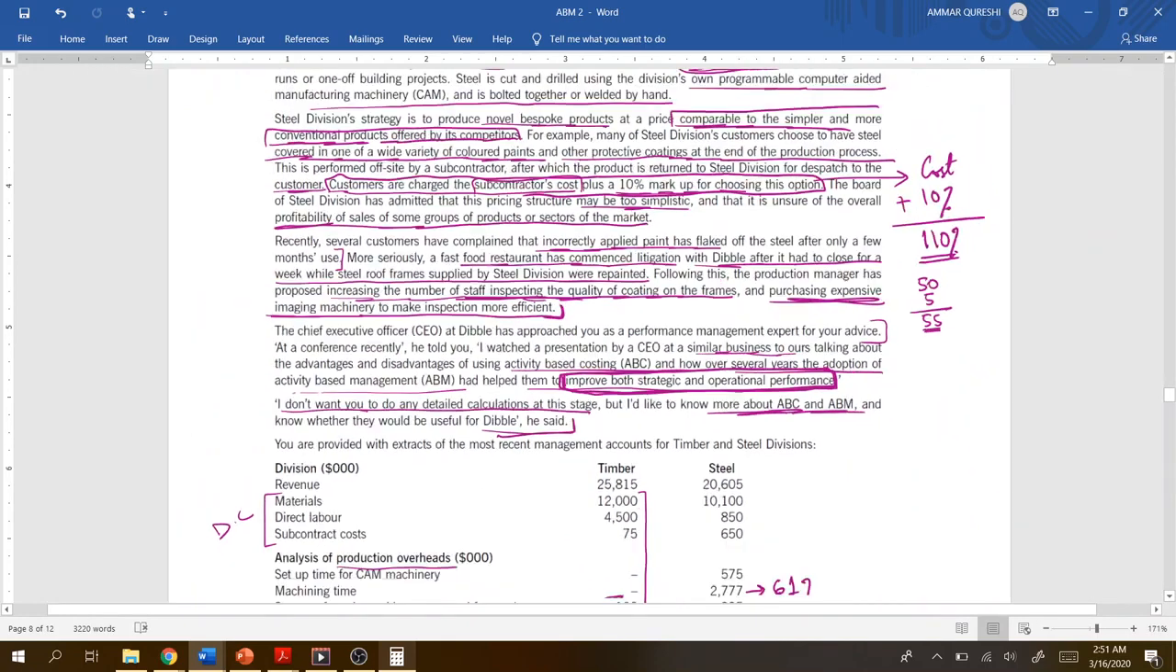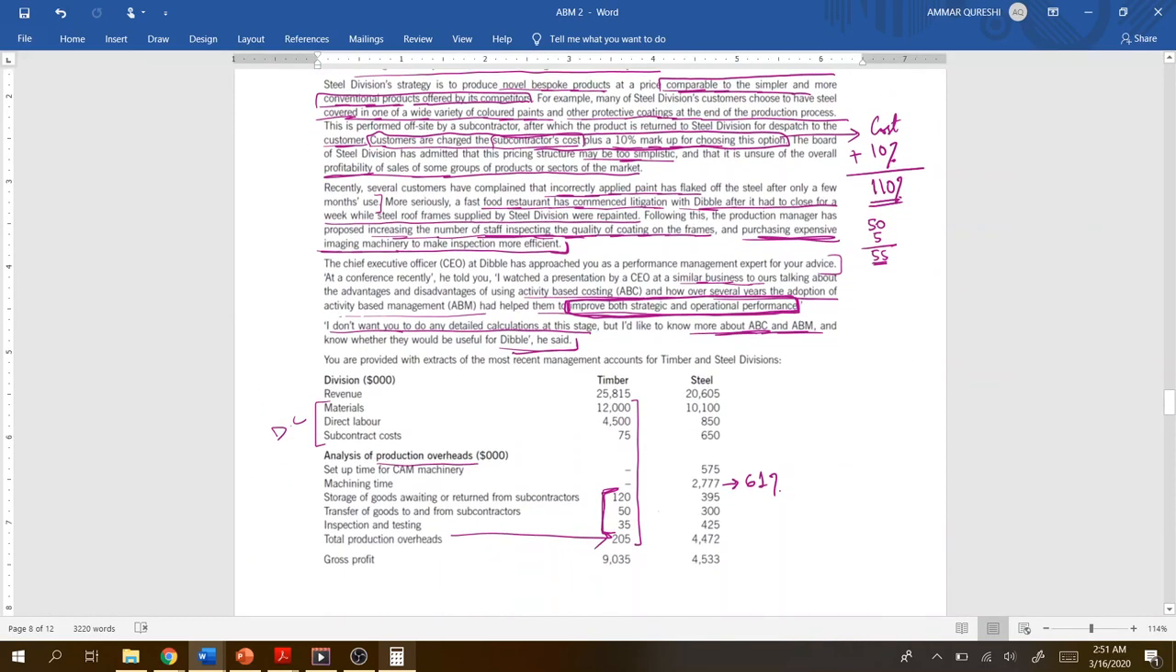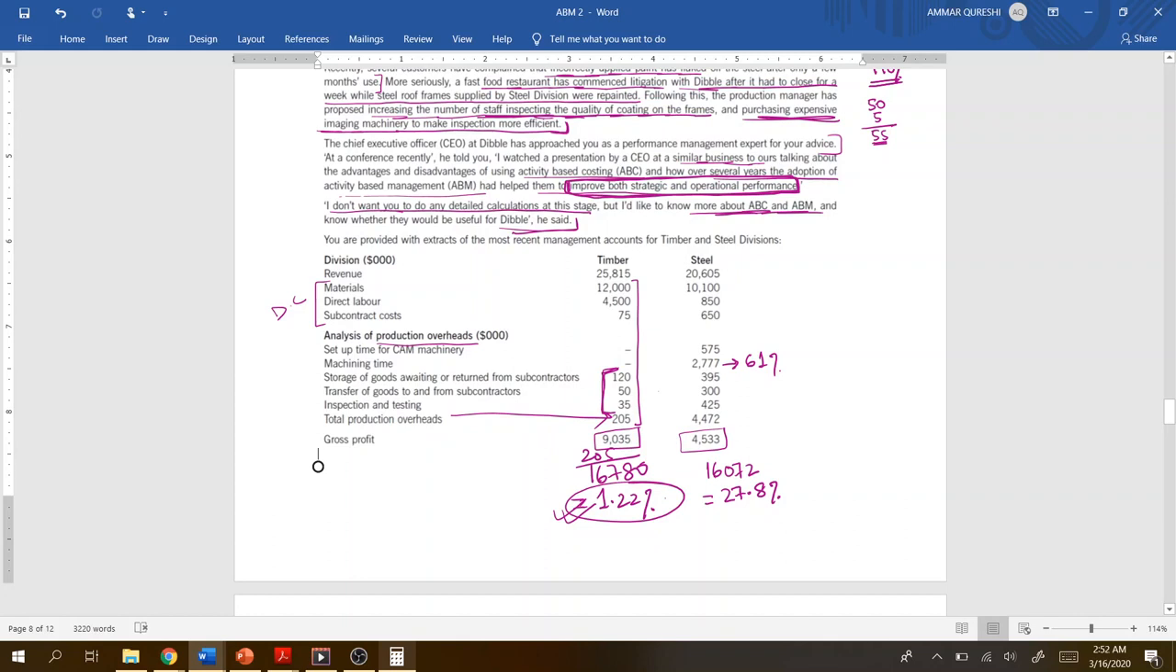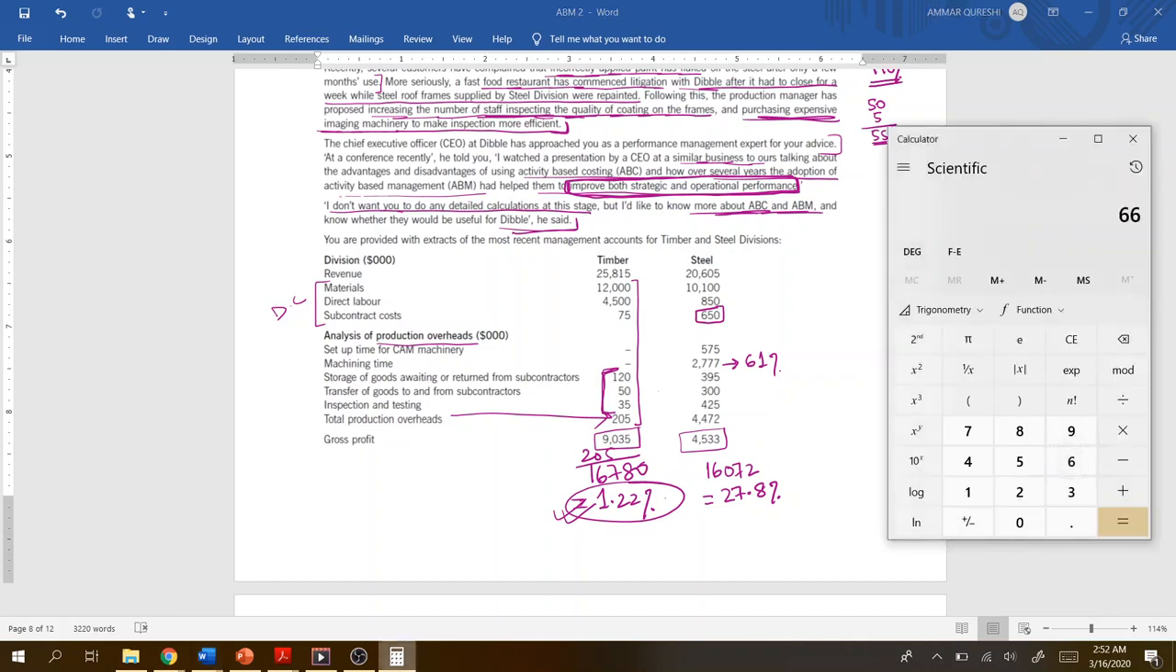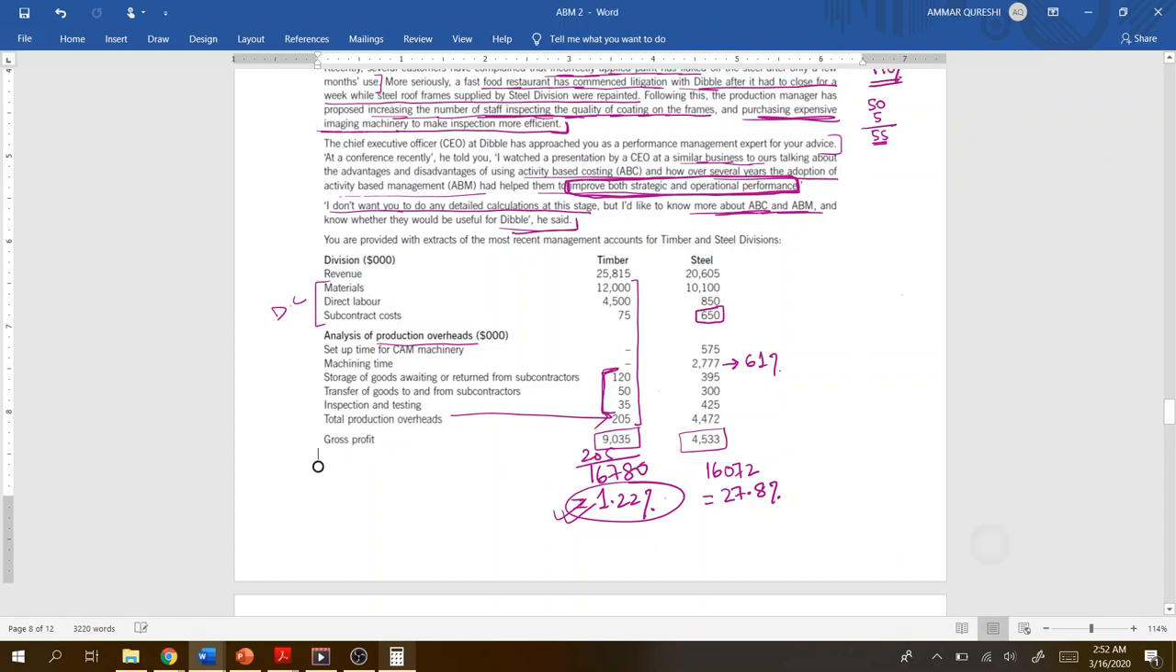But the important thing to consider here is that the subcontractor cost is $650 for the steel division, right? This means the company will charge 650 times 1.1, which is 715, to this customer, right? The cost of the subcontractor is 650. So apparently it seems that the product is making a profit. The service is actually generating profit. But try to think whether it is actually generating profit or not. We have to think like this, right?